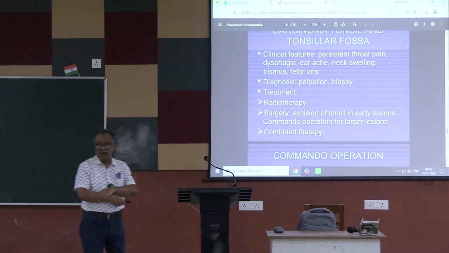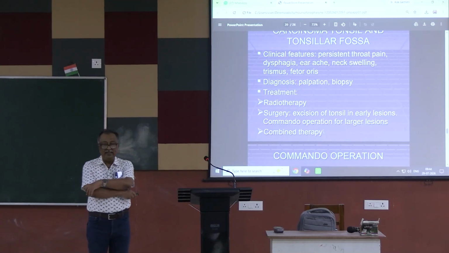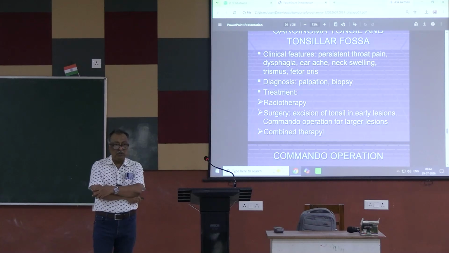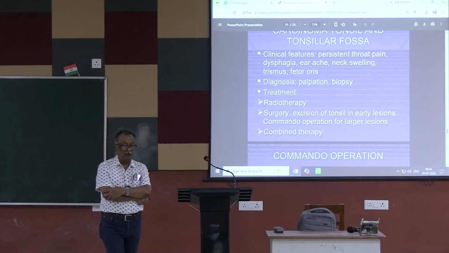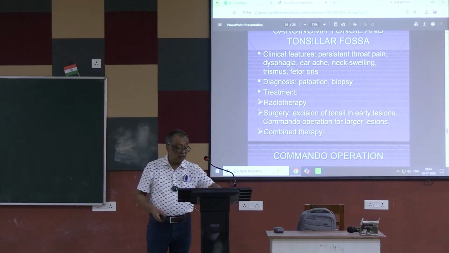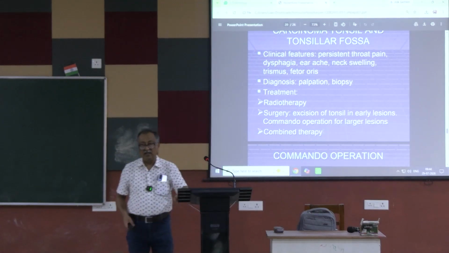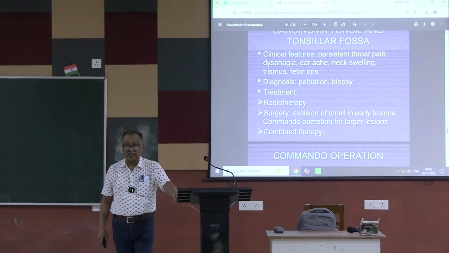Can you tell me which artery is anastomosed by this type of flap operation? Already Professor Agnibho has taught you regarding the laryngeal surgery and reconstruction, I think.